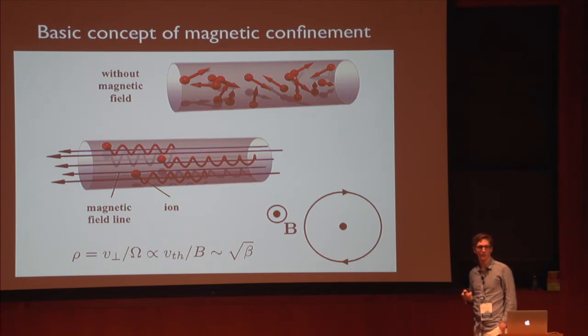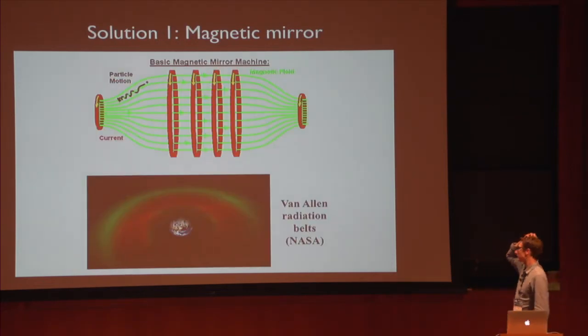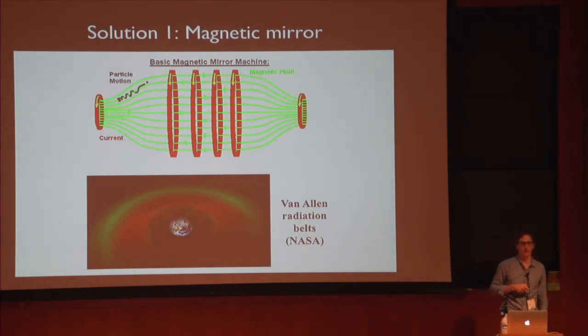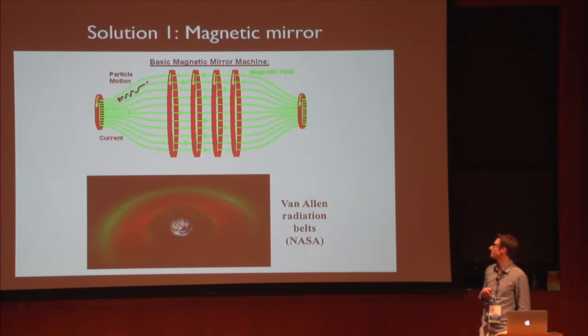Now, of course, the problem with this is that you're confined in 2 of the 3 dimensions, but particles are free to stream in the 3rd dimension along the field line. And so we have to come up with some way to treat this. And again, Matt touched on one possible way to do this yesterday when he talked about magnetic mirrors.